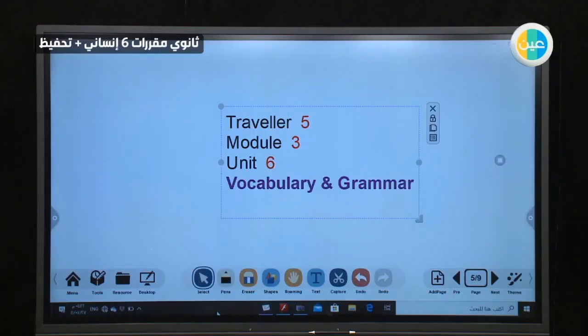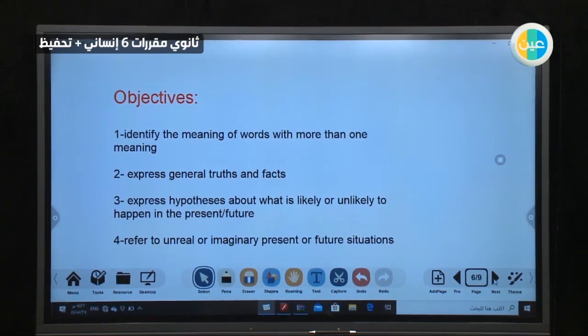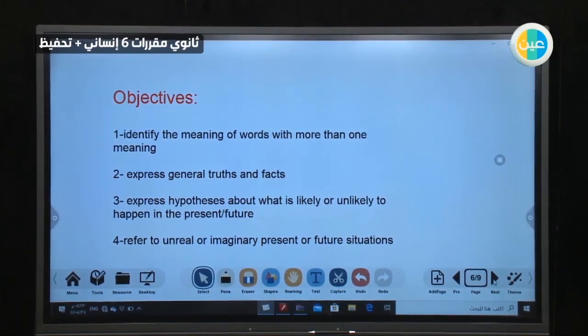Good morning, everybody. We are in Traveler 5, Module 3, Unit 6, Vocabulary and Grammar. In this lesson, you will be able to identify the meaning of words with more than one meaning, express general truth and facts, express hypotheses about what is likely or unlikely to happen in the present or future, and refer to unreal or imaginary present or future situations.